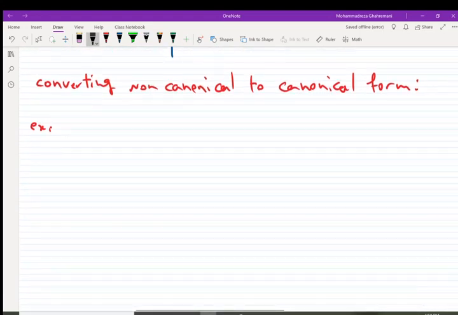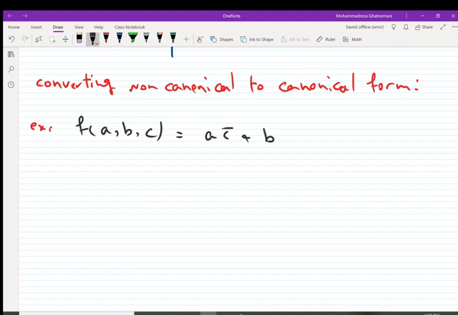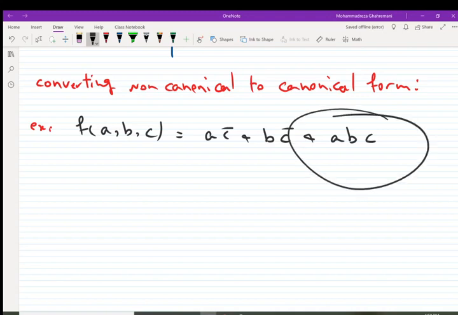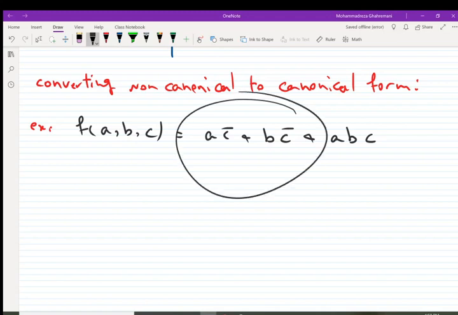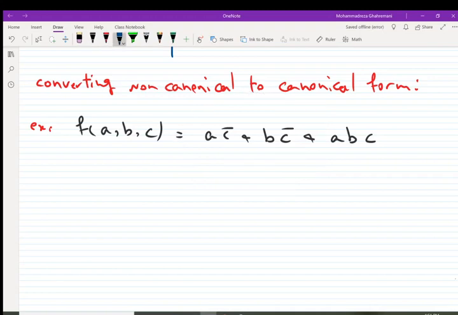Let's say we have this circuit. F of A, B, C is equal to A C bar plus B C bar plus A B C. Okay, by looking at this function, we immediately recognize that the last term is a minterm, but the first two terms are not minterms because they do not include all variables A, B, and C. So how can we convert it to the canonical form?